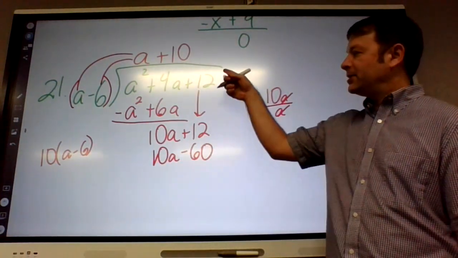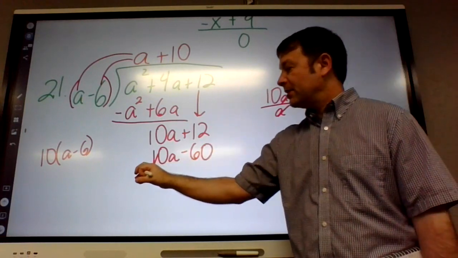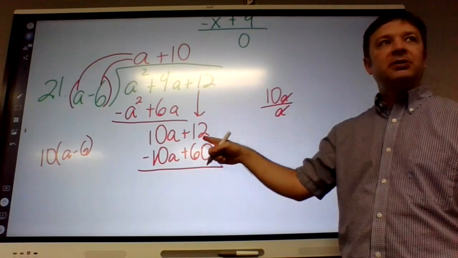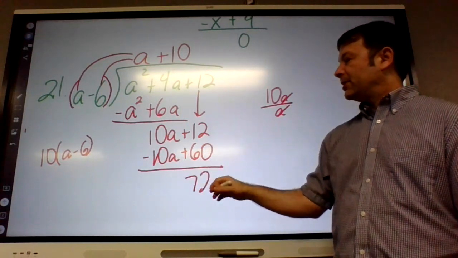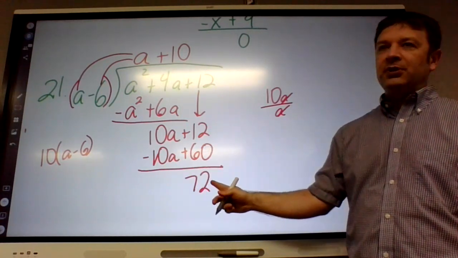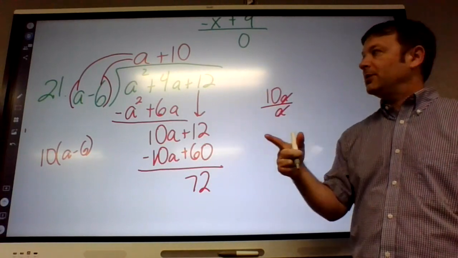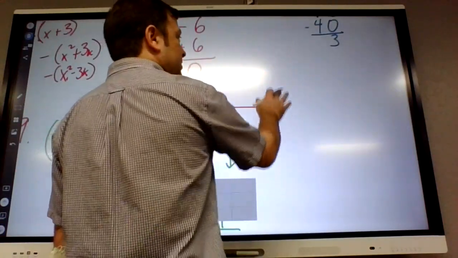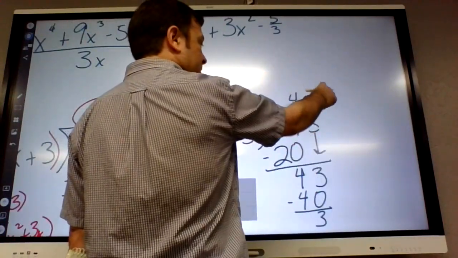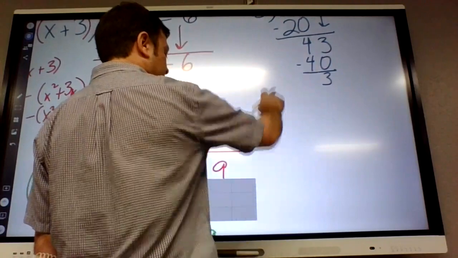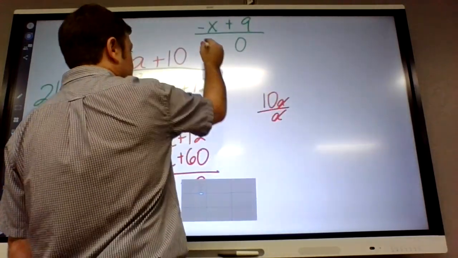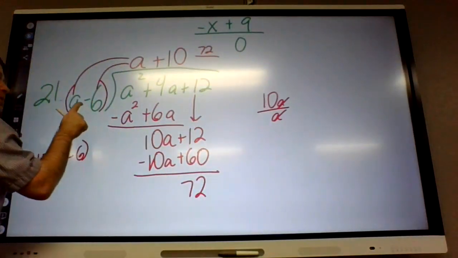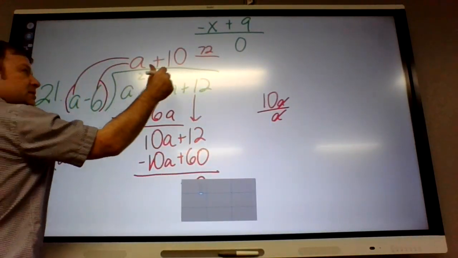We're almost done. There's nothing left to bring down. And then you have to change the signs so they cancel out. So it becomes a minus and a plus. So it'll be 72 and that'll cancel out. So 72 is the leftover, the remainder. So just like we did a long time ago, remainder over the divisor, that's what we're going to do here. We're going to put the remainder of 72 over the divisor a minus 6.